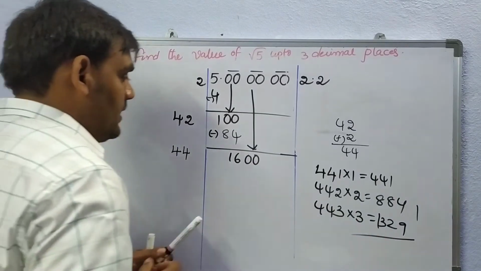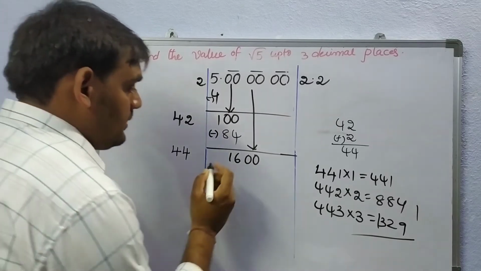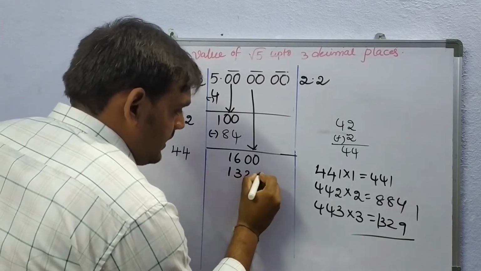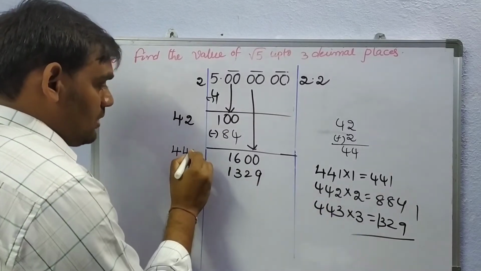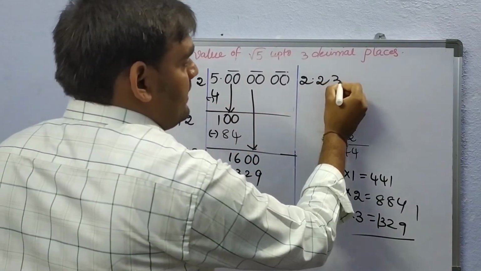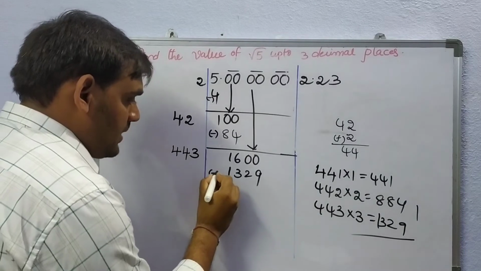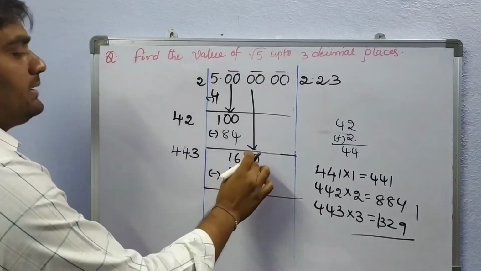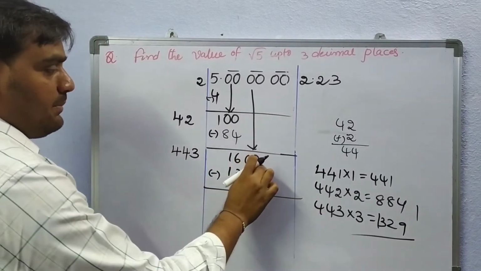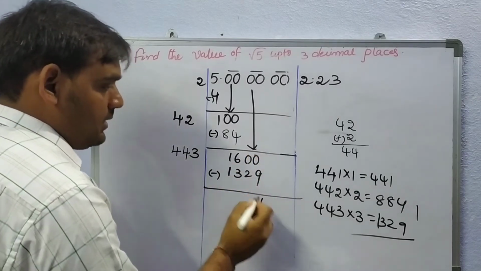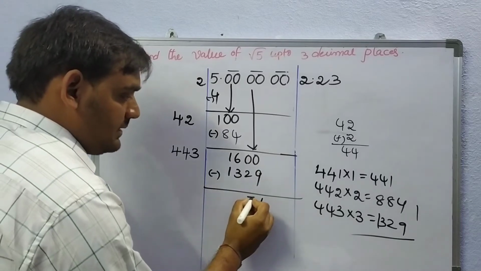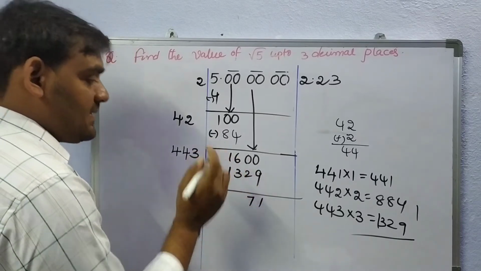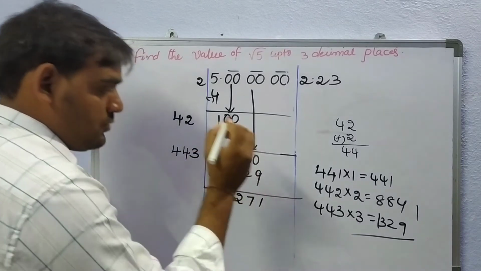So here we need to write 1329. After that, what did I write? Beside 44, 3. So write here 3. Next, write here 3. Next, we need to do subtraction. See here, borrow we must take. This number will become 10. 10 minus 9, 1. So here, borrow means 9. 9 minus 2, 7. Here, 5 we will get. 5 minus 3, 2. 271.